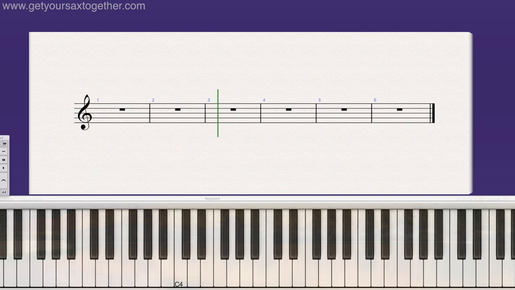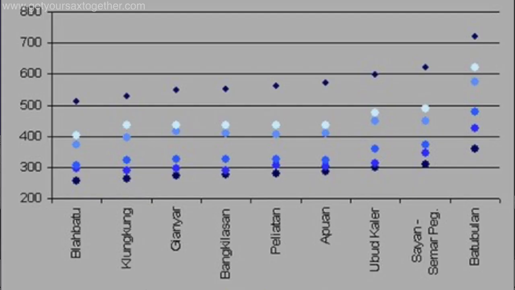For example, in Indonesian gamelan music, they evenly divide the octave into either five or seven equal parts, which sound unusual to our Western ears. This is what it sounds like.